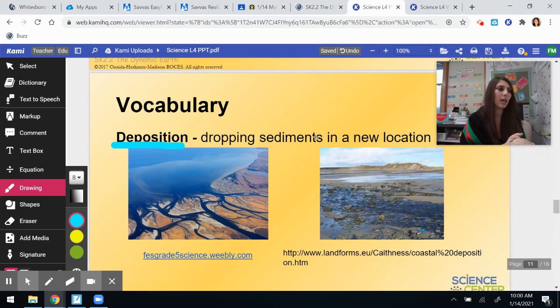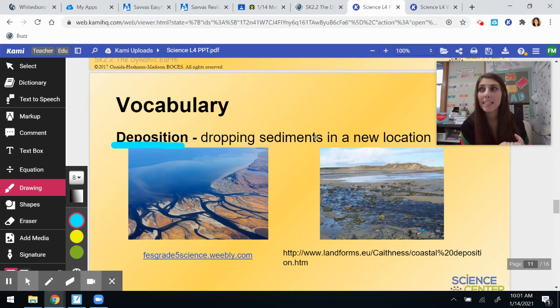So say there was a really bad rainstorm, a thunderstorm, and there were rocks maybe up on a hill, and because of all the rain, the rocks slid to the bottom of the hill. So as the rocks are moving, that's erosion. And then where the rock ends up, maybe at the bottom of the hill, that's deposition. It's deposited at the bottom of the hill.